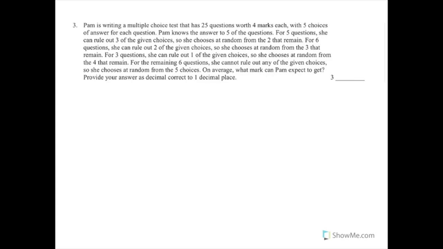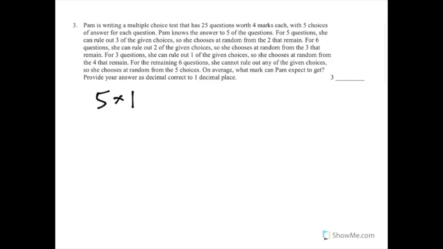And so let's begin. The first set is that Pam knows the answer to 5 of the questions. And so she will definitely get these 5 questions right. And so what we have is 5 questions multiplied by a 100% chance of getting it right, multiplied by 4 marks each. Now we can just leave the 4 marks out for the end, because we know that all of the questions are worth 4 marks. So just leave it as such.